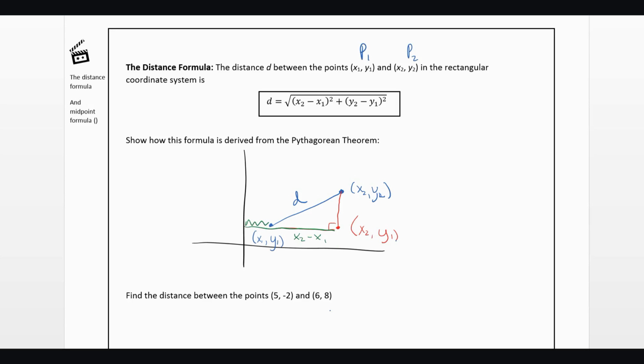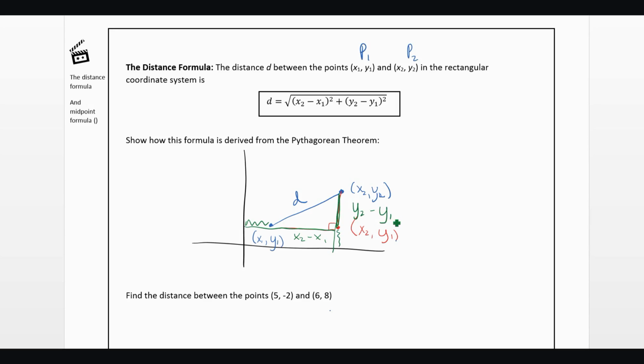For the same thing up here, this point, the height from the x-axis is y2, but we don't want this part, which is y1. So this leg of the triangle is y2 minus y1.